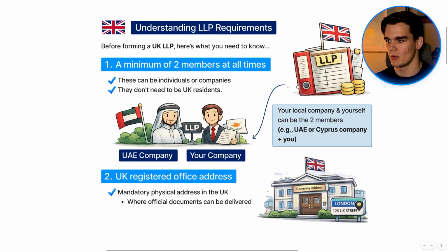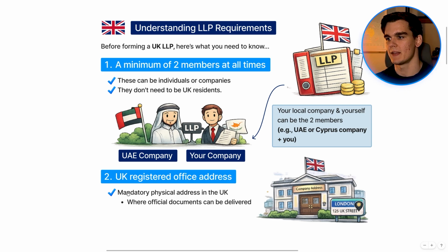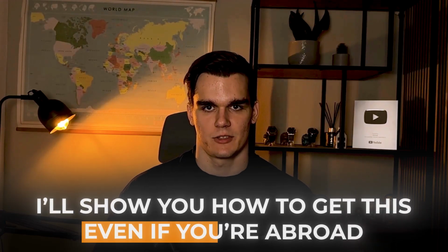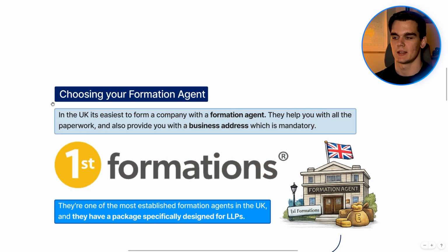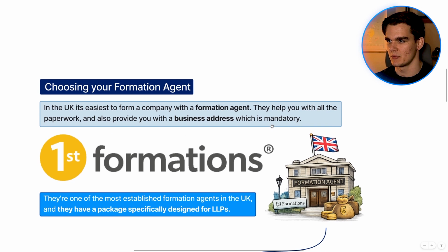You'll also need a UK registered office address. This is mandatory and needs to be a physical address in the UK where official documents can be delivered. Don't worry though, I'll show you how to get this even if you're abroad. Now in the UK it's easiest to form a company with a formation agent. They help you with all the paperwork and also provide you with a business address, which is mandatory.